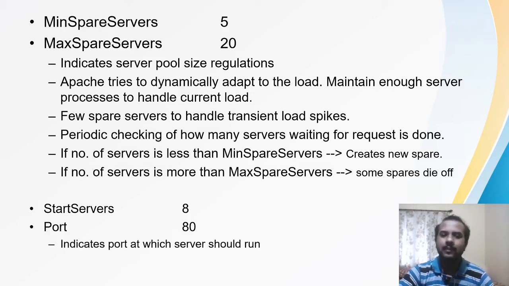Min spare servers and max spare servers indicate the server pool size regulation. Apache tries to dynamically adapt to the load, maintaining enough servers to process and handle the current load. Spare servers are able to handle transient load spikes. What do we mean by transient load spikes? A sudden increase in the load.